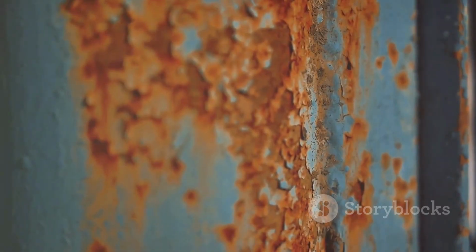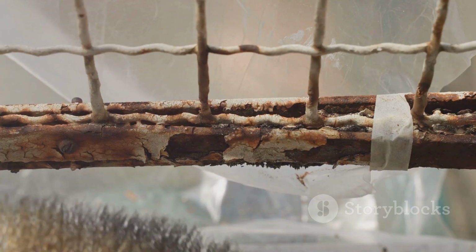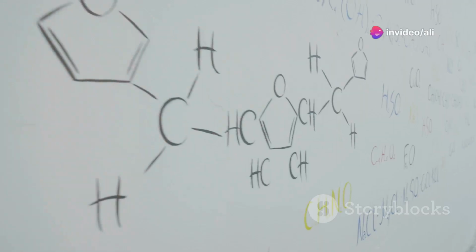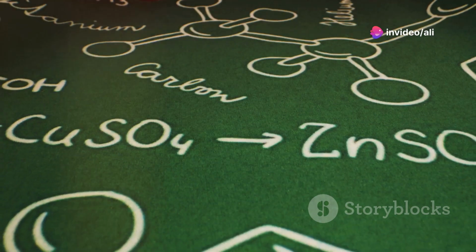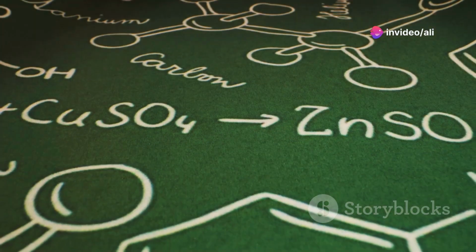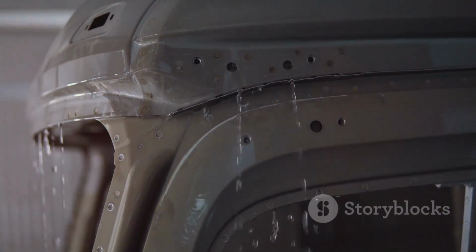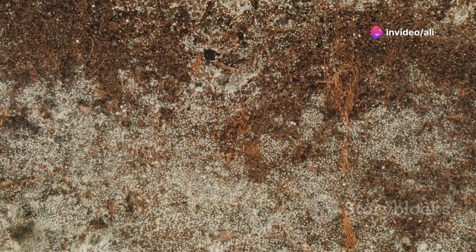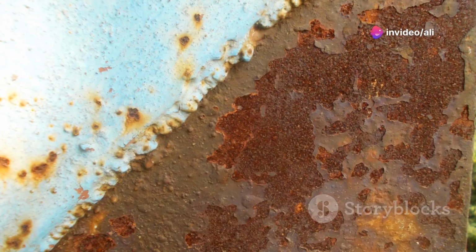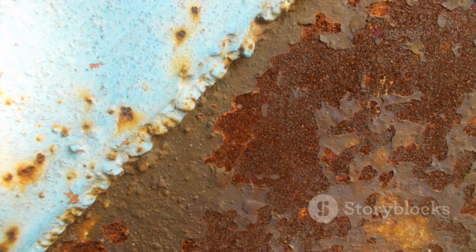Now let's talk about white rust. This one's a bit different because it doesn't directly involve iron. Instead, white rust, with its chemical formula of ZnO, targets galvanized steel. See, galvanized steel is coated with a layer of zinc to protect it from rust. But even zinc can fall victim to corrosion, especially in the presence of moisture, carbon dioxide, and certain chemicals. When this happens, you get a white or greyish powdery substance on the surface of the steel. That's white rust.